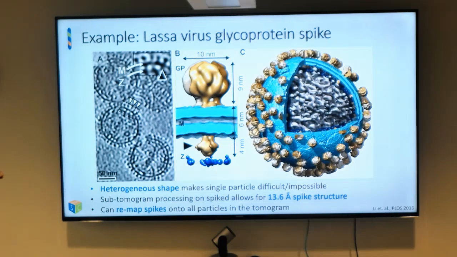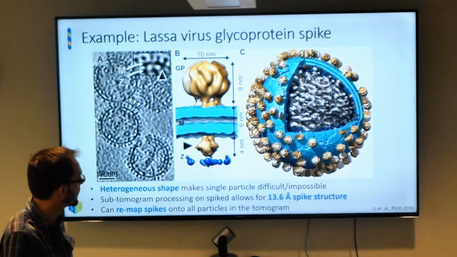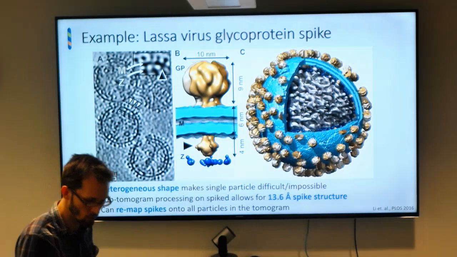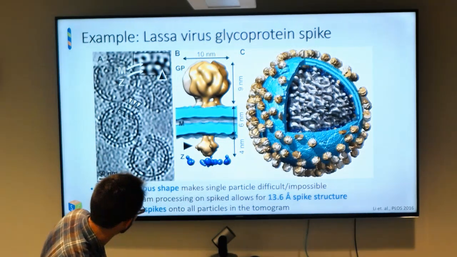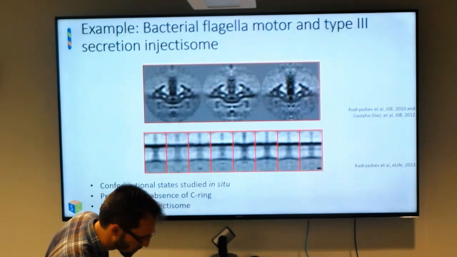Okay, here's another example where somebody had a virus and it had different types of spikes. I'm not completely sure about the biology of this, but you couldn't do single particle on this because they're slightly different size, and because they wanted to know the stoichiometry of these spikes. So they did an overpicking of every single spike on every single virus, went through alignment and classification, then remapped everything back onto the original viruses to understand their stoichiometry.